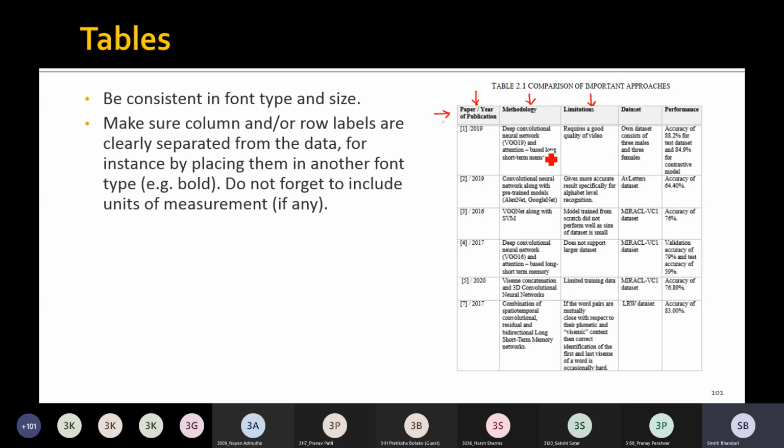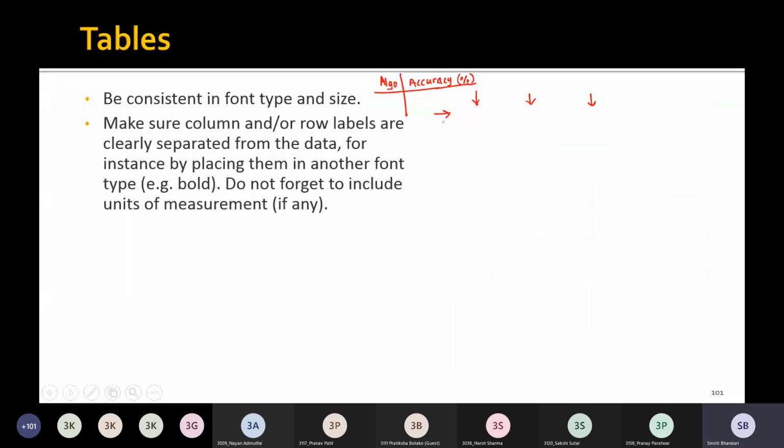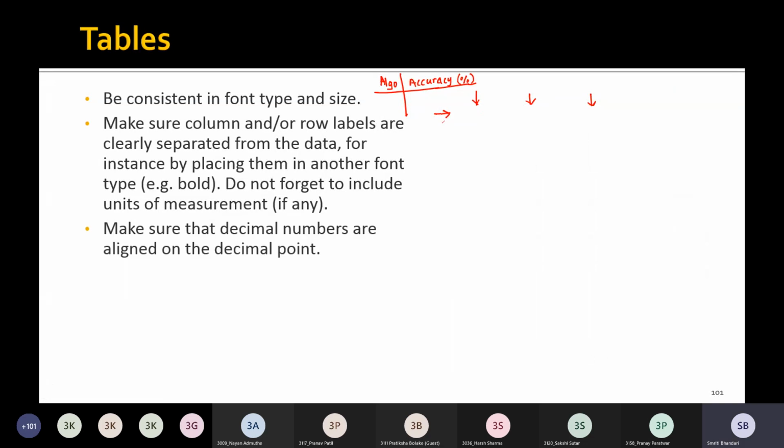Okay, if we are having any kinds of measurements mentioned in our table, then do not forget to include the unit of measurement. Say for example, if I am using a table that is providing the accuracy, then as I mentioned earlier, I'll be having algorithm and accuracy. So I need to mention here the unit for the accuracy. Accuracy is being measured in percentage, so in parenthesis I may mention percentage. So do not forget to include the units of measurement if applicable. Okay, now I hope you must have understood the concept.